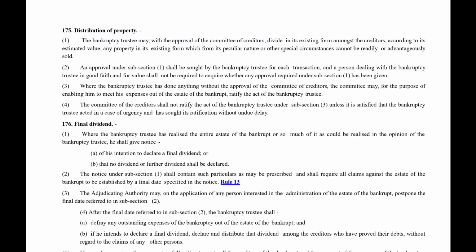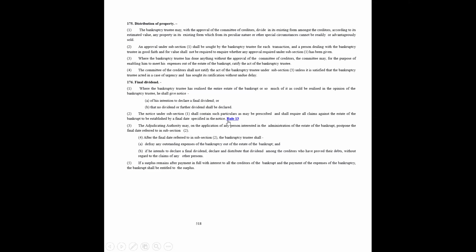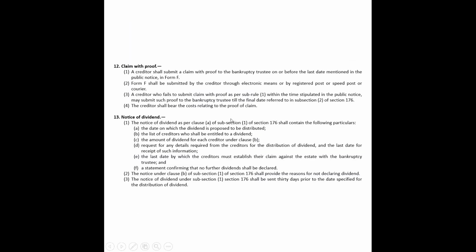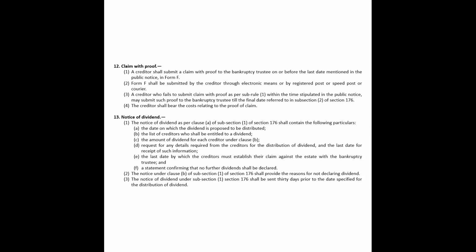where has this been given to you? This has been given to you in Rule number 13. So let us once again check what Rule 13 says. This is our Rule 13, notice of dividend. Okay, what I did is cross-linking. So you will click there, the rule will come up, notice of dividend. The notice of dividend as per clause A of subsection 1 of section 176 shall contain the following particulars: date on which the dividend is proposed to be distributed, list of creditors, amount of dividend, request, last date, statement confirming that no further dividend shall be declared. Okay, so this is our notice of dividend.